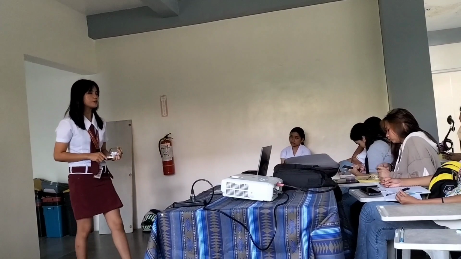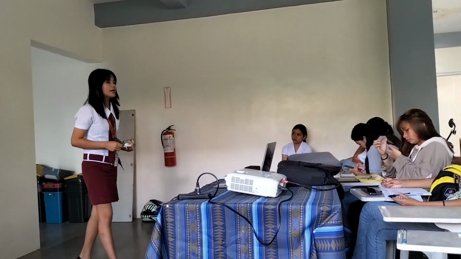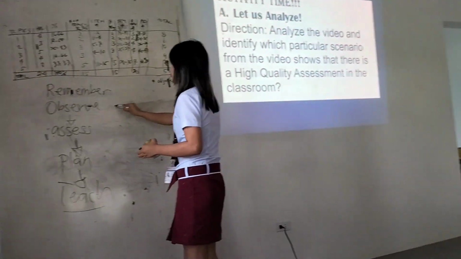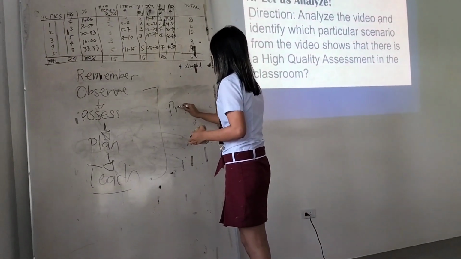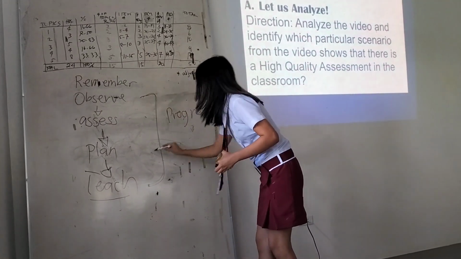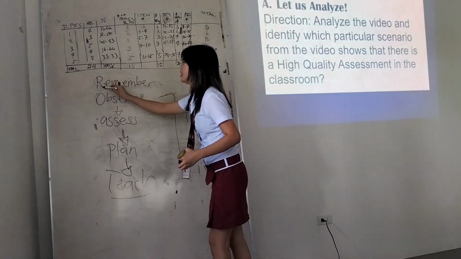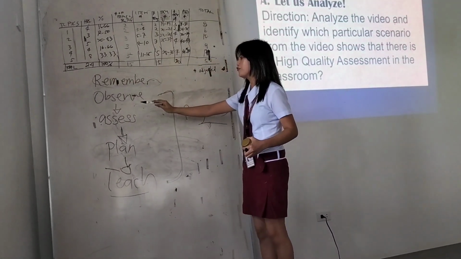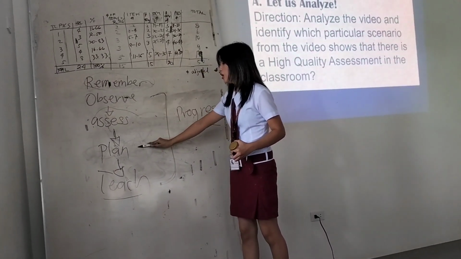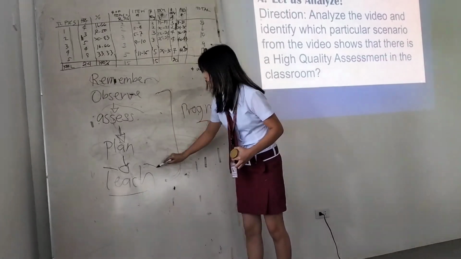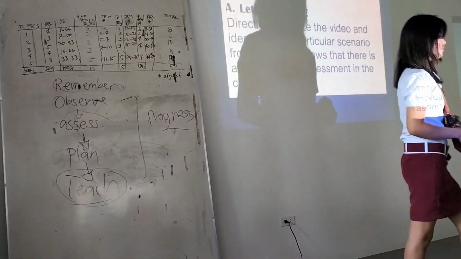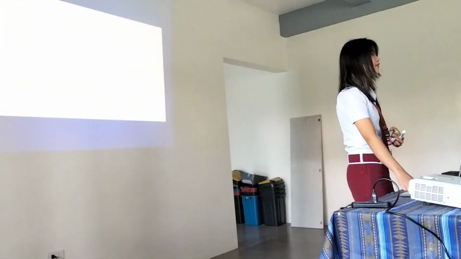So dito, we have to teach them really well. Enable us to come up with a good progress. So to enable us to achieve this progress of the students, we have to remember that observing is important before we assess our learners, and after we assess our learners, we have to plan on what we should teach. Naiintindihan mo ba? Yes! Okay? Do you have any question?